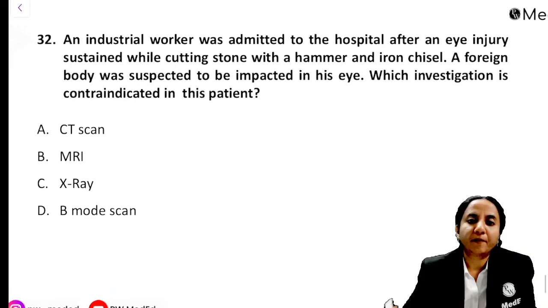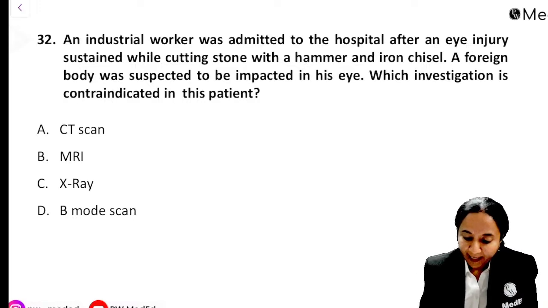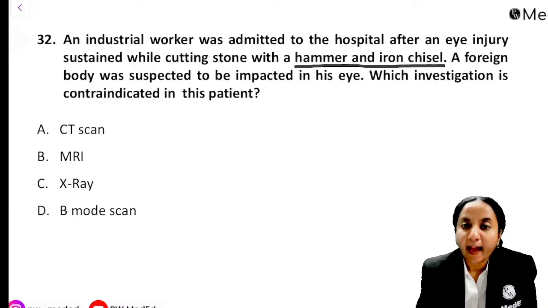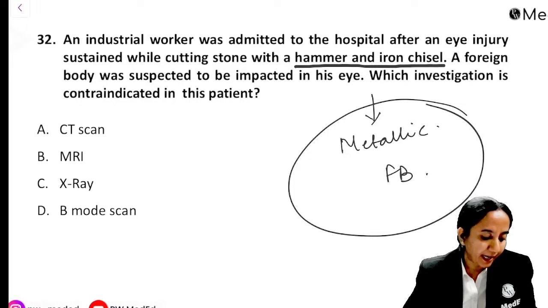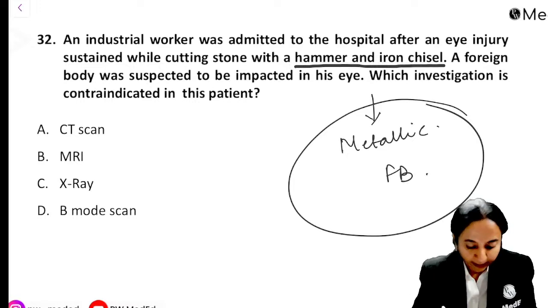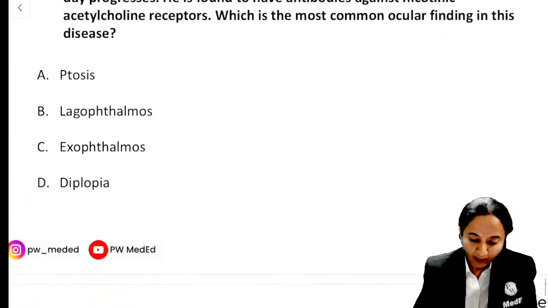Very, very simple question. An industrial worker was admitted to the hospital with an injury from a hammer and chisel. So we are expecting a metallic foreign body in the eye. Which of these should we not do if there is a metallic foreign body? This is not ophthalmology also, actually. Which is the investigation that we must not do? Correct. MRI should not be done if it is a metallic foreign body. Very, very simple question. There is nothing to explain.